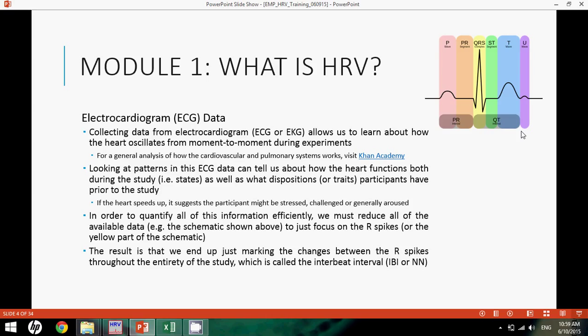So we collect ECG data within the EMP lab. We're looking to understand how the heart functions within the course of the study, as well as what that data can tell us about participants' dispositions, or if they have background heart problems, or even general health problems. And some of this can be understood through doing this analysis. So the main point of getting that ECG data and looking into heart rate variability is that we really need to reduce all of this data to an interpretable form, or interpretable information or statistics.